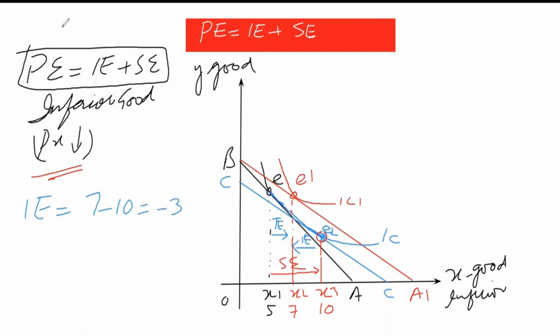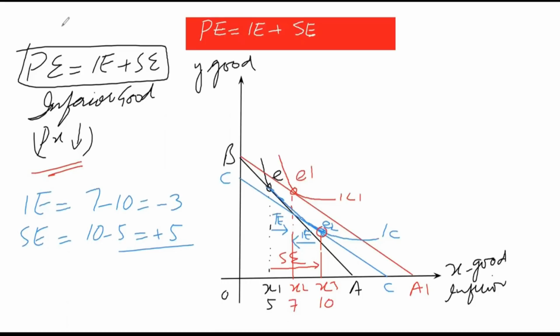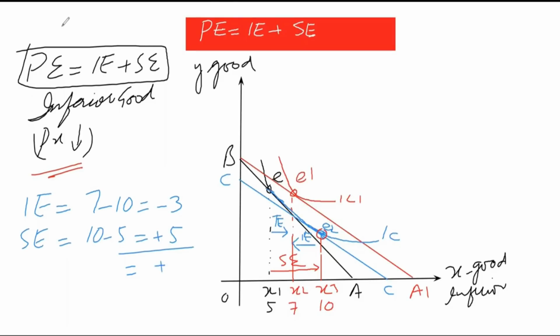Now in this situation arrows are moving in opposite directions, so the substitution effect is moving towards the right, so it would be positive, and the income effect is moving towards the left, backward, so the income effect would be negative. Income effect is minus 3, against the substitution effect. So income effect is equal to 7 minus 10, and substitution effect is equal to 10 minus 5, which is equal to plus 5. So the net effect would be plus 2.